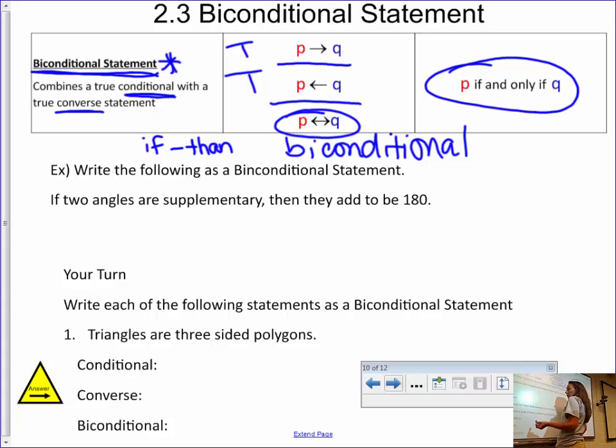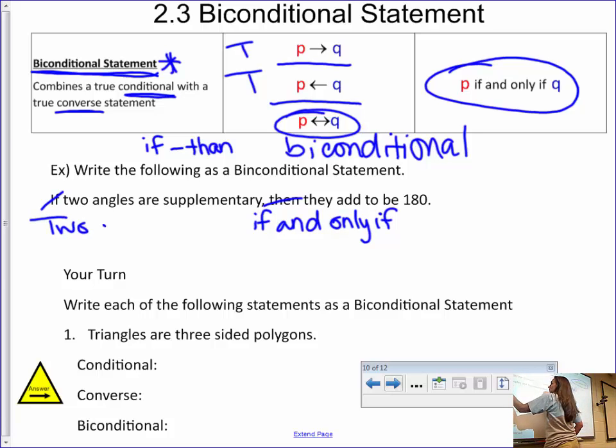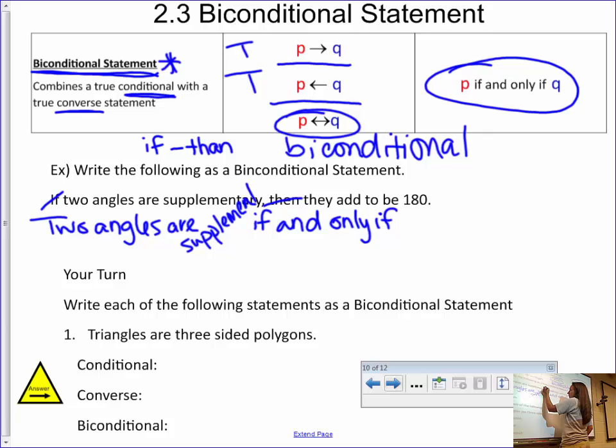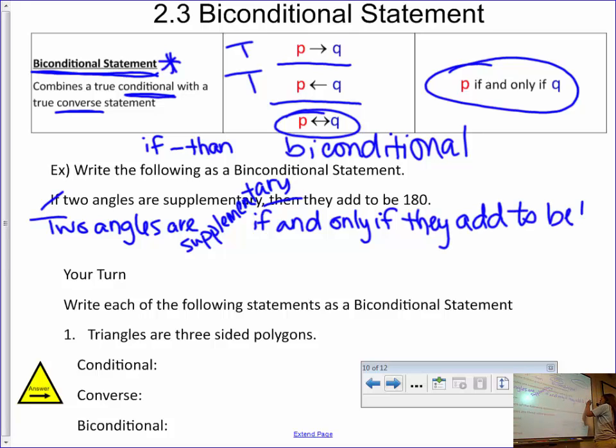The easiest way to write a biconditional is the if and thens go away. We don't need this anymore because we're doing if and only if. Where the word then is where you insert the words if and only if. So our statement will start out with two angles are supplementary. I might run out of room here, so I'm going to write it sideways. If and only if they add to be 180. So that is what a biconditional looks like. Remove the if and then insert if and only if.